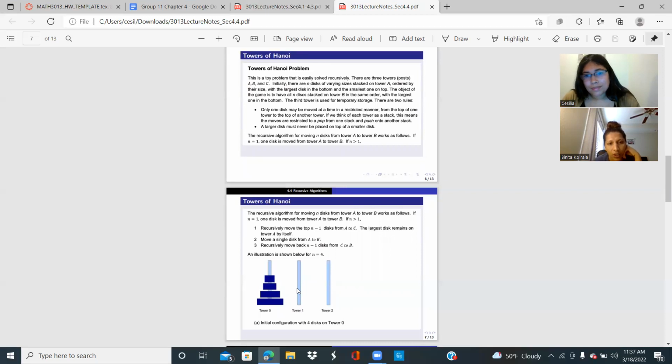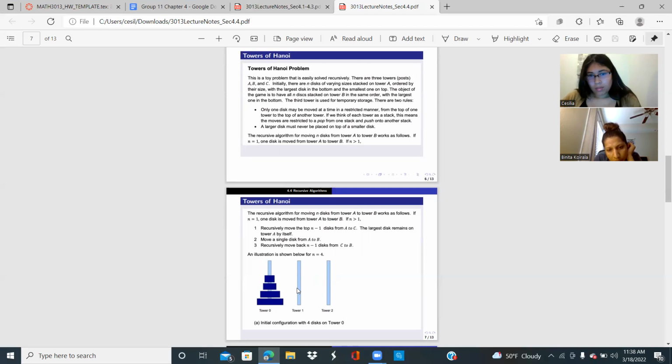If n equals 1, one disk is moved from tower A to tower B. If n is greater than 1, recursively move the top n minus 1 disks from A to C. The largest disk remains on tower A by itself. Move the single disk from A to B. Recursively move back n minus 1 disks from C to B. An illustration is shown below.